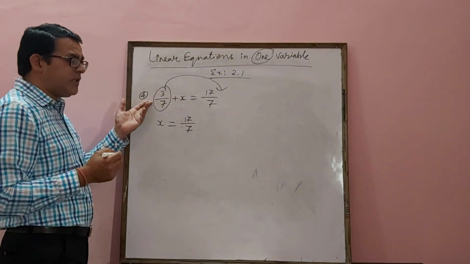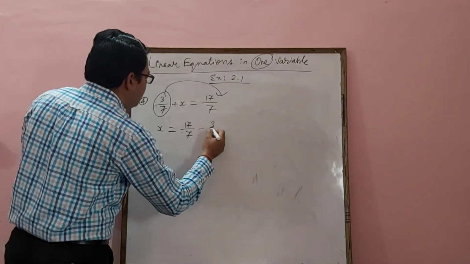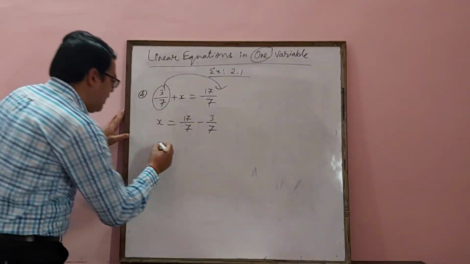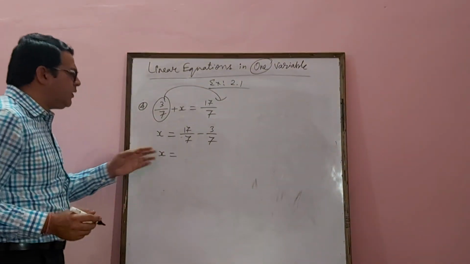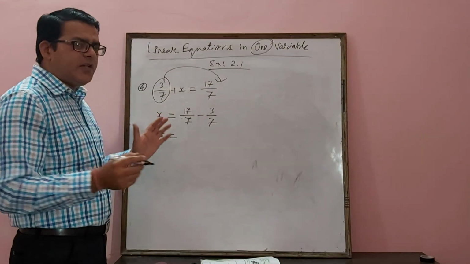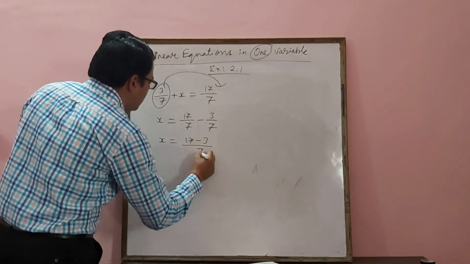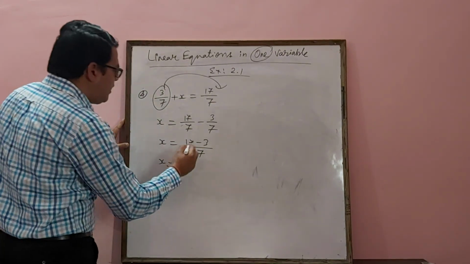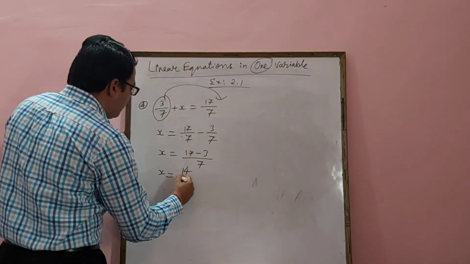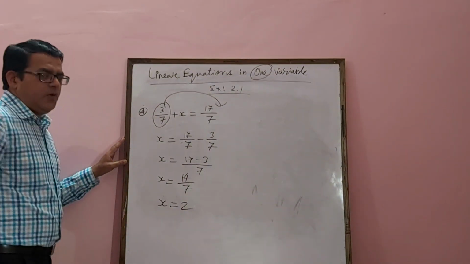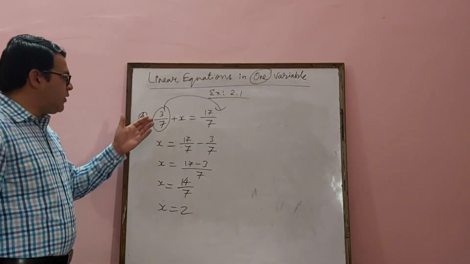Since it is positive, that's why we write minus 3 by 7 on the right hand side. Now the value of x is, since we know that the denominators are same, we can directly subtract. You all know this. x equals 17 minus 3 upon 7, 17 minus 3 is 14, 14 upon 7, and the value of x is 2. So this is the solution for the equation.